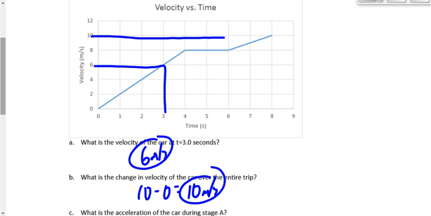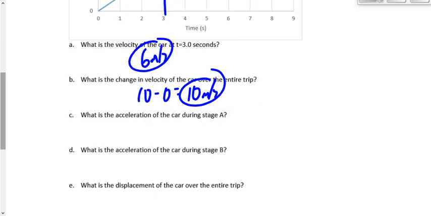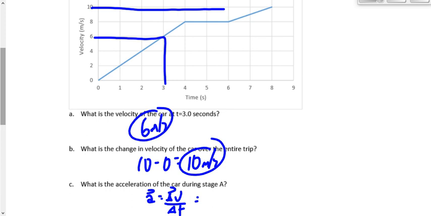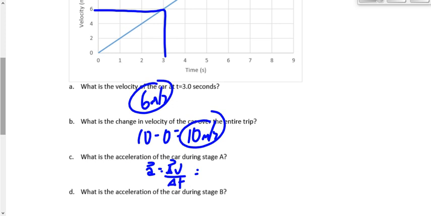What's the acceleration during stage A? In stage A for the other graph, there was no acceleration because it's constant velocity. But in this one, it's not a constant velocity, it's a constant acceleration. So we've got a couple of options here. In stage A, we can say the slope is equal to rise over run, or we can say a is equal to delta V over delta T. Delta V for stage A is 8 minus 0, and the time is 4 minus 0. So we're going to say 8 over 4 equals 2 meters per second squared.